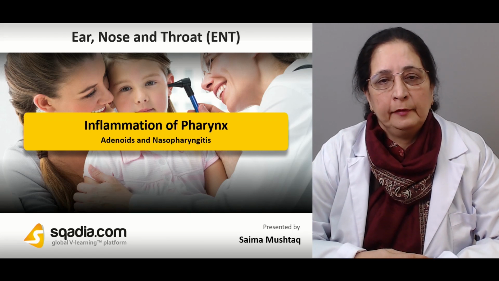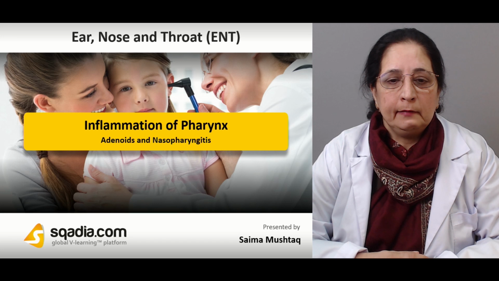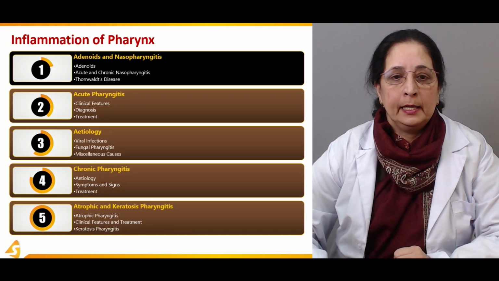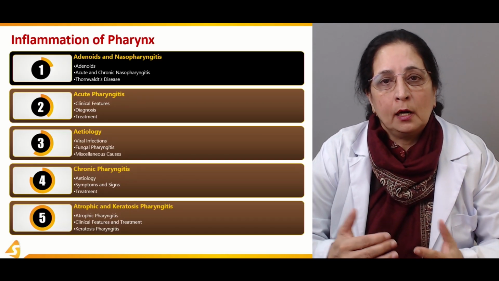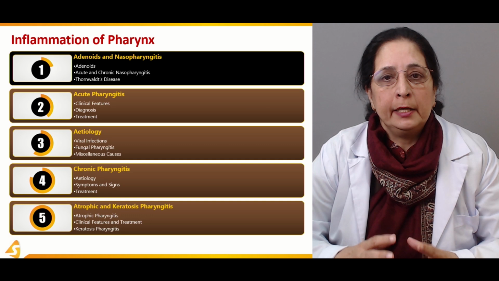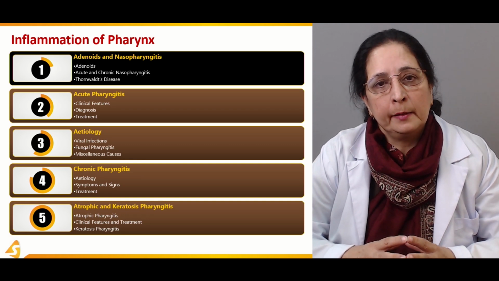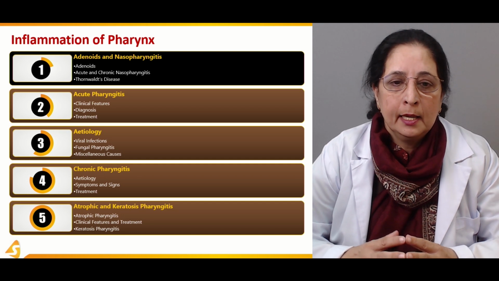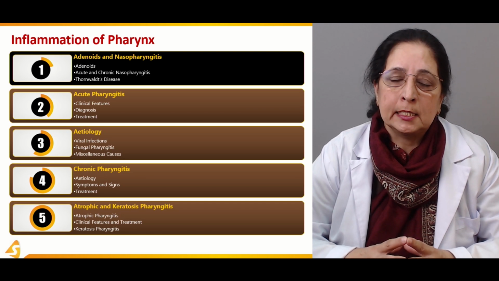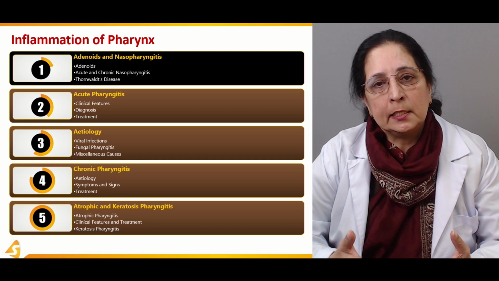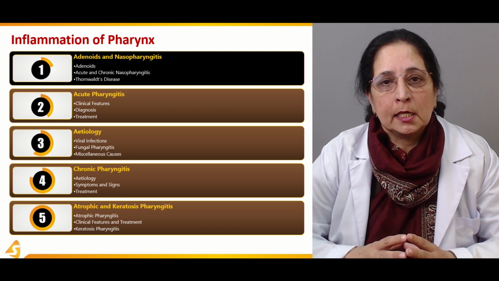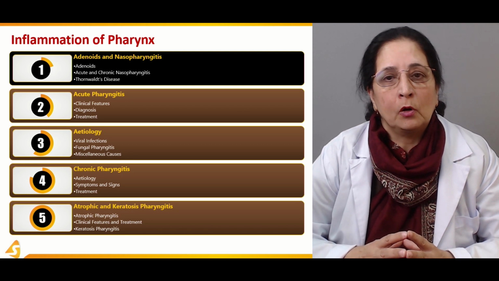In the first section of our lecture, Inflammation of the Pharynx, we will talk about the adenoids and nasopharyngitis. And in this section, we will discuss what adenoids are, what the signs and symptoms are if the adenoids get inflamed and adenoiditis is present. Also, we will talk about acute and chronic nasopharyngitis. What are the signs and symptoms of acute and chronic nasopharyngitis? And also we will discuss the disease known as Thornwaldt's disease.